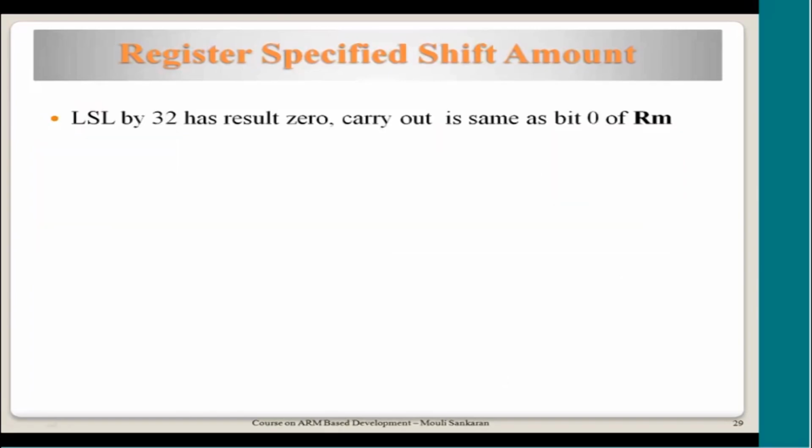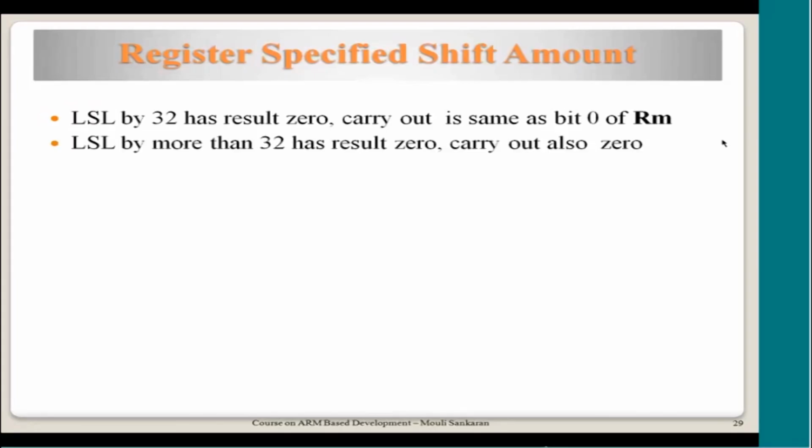Now there are some unique combinations. LSL by 32 has a result 0. Why? Because it will be filling all the bit positions with 0, so you will finally end up with all zeros in that bit position. And LSL by more than 32 has result 0 and carry out also 0. The difference between these two is that for 32, the carry will be the MSB bit. If you shift more than 32, then you will get all zeros, so carry will be 0 here. So I want you to try out all these combinations and see for yourself what happens.